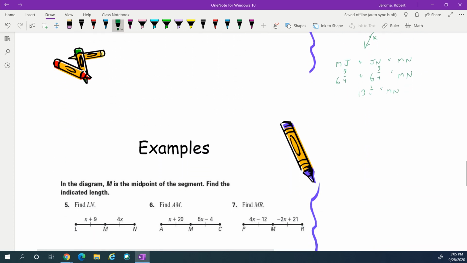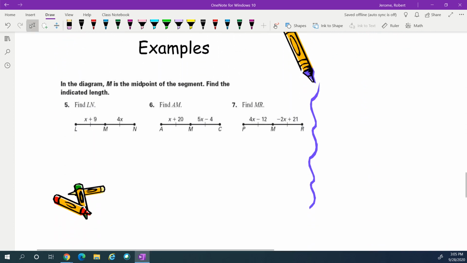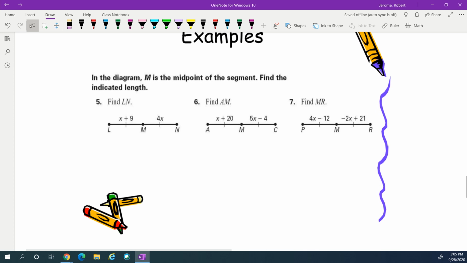Let's see what other examples we have here. M is the midpoint of the segment. Find the indicated length. Well, let's think. If M is the middle, and they even showed us in these pictures, they're showing us that these are congruent. They put the little hash marks on there. So that just means x plus 9 is equal to 4x. And if we do a little bit of algebra, we get x equals 3.